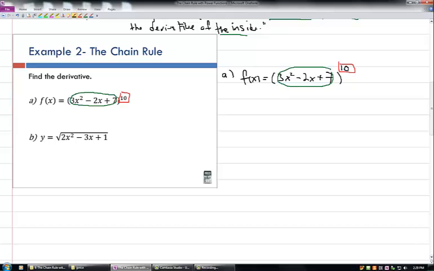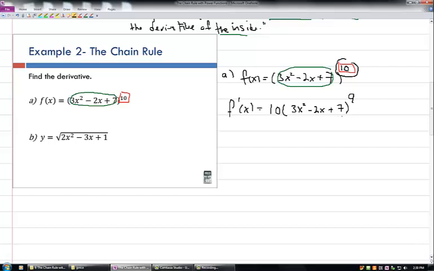So if I want to find the derivative of f, I know I'm going to have to use the chain rule because it's a function inside a function. So I have f prime of x is equal to, and so it's the derivative of the outside. So the outside function is this 10th power here. And so the 10 comes down, and I just times whatever's inside here. So 3x squared minus 2x plus 7, all raised to the 9th power.